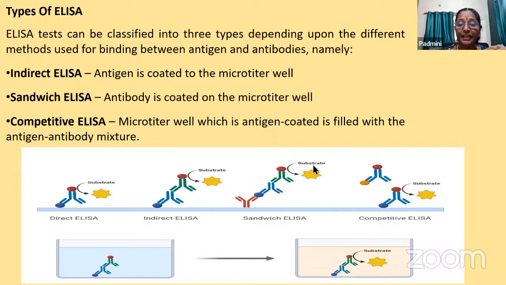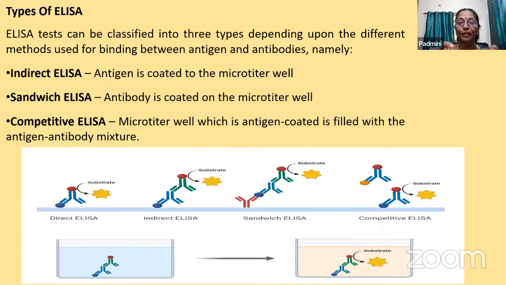And what is the substrate over there? When you add these enzyme-linked antibodies, the enzyme is going to attach to the substrate. And once the substrate attaches to the enzyme, they give that color. So that is what is called the enzyme-linked immunosorbent assay.